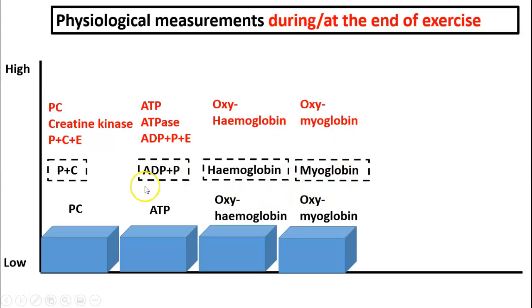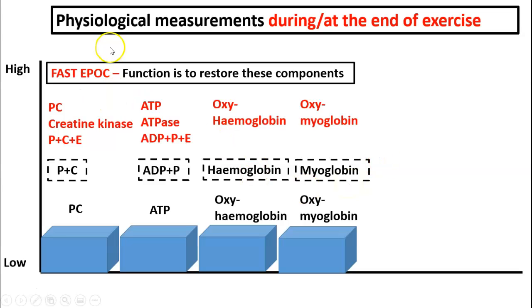So now what we need to have a look at then, if this is the state we're left in, in these boxes here, we've only got P plus C, we've only got ADP plus P, we've only got hemoglobin, we've only got myoglobin at the end of our exercise. What we need to do now is understand that the key function of fast EPOC is going to be to restore these components. And what we're going to look at now is specifically how this happens.